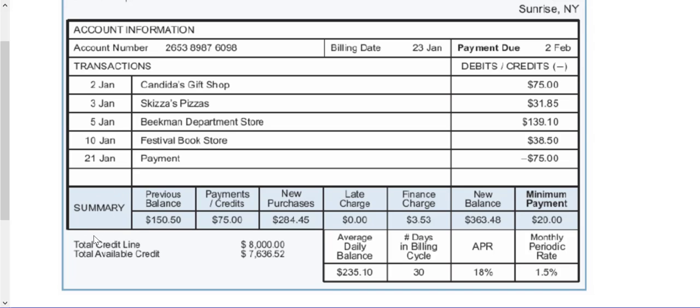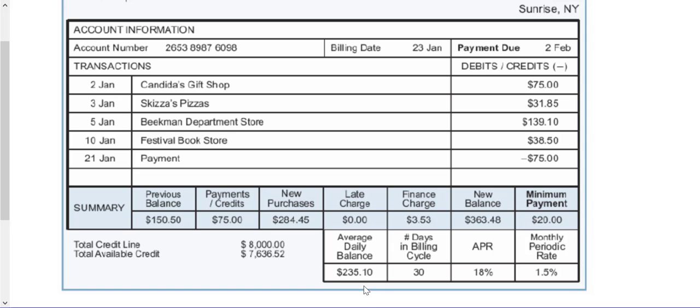And at the bottom, it contains a summary which lists what your previous balance was, what your payment or credits were, and that should match the payment transaction, in this case on January 21st. It'll add a total of any new purchases you make. If you paid your balance off late, it'll show your late charge, your finance charge for the balance you carried in the last billing cycle, your new balance, and the minimum payment you need to make.